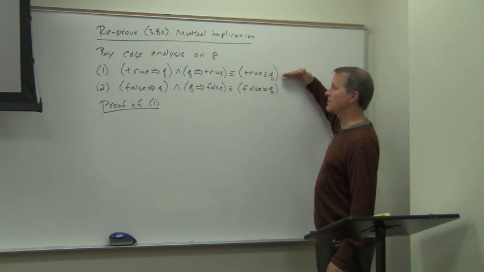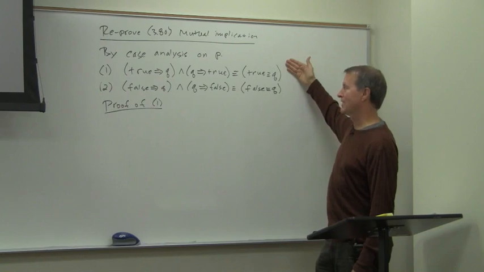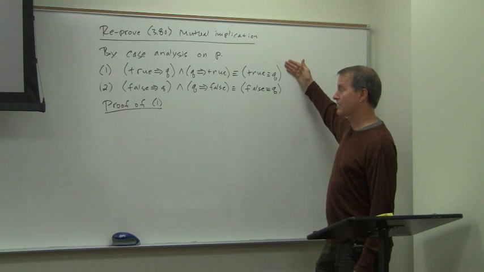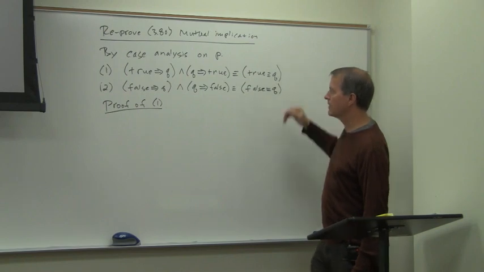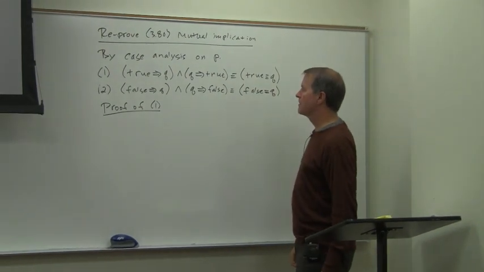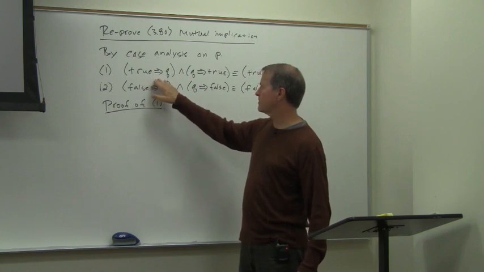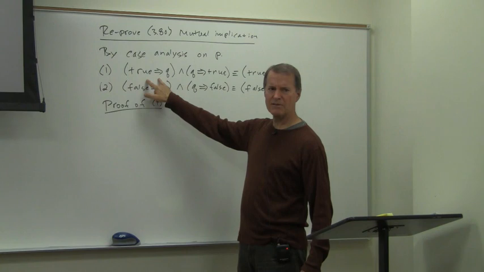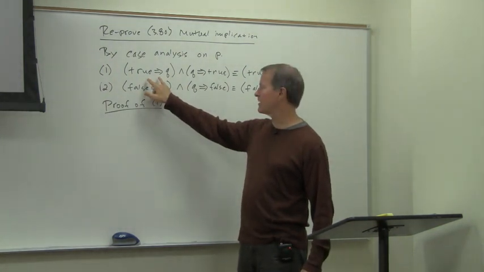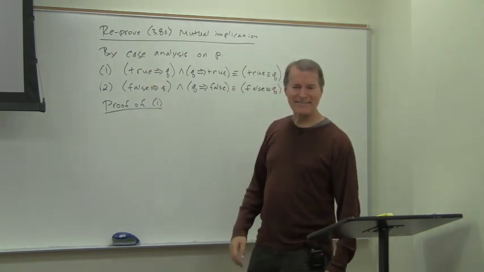If I said prove this, and just gave you this as the first one, what's the first thing you'd look at? How would you prove it? You get one side to the other. Which side would you start with? Maybe start with the left side. True implies Q. Do we have a theorem for this? Do we have a way to manipulate true implies Q? Well, come on. Don't make me do all the work.